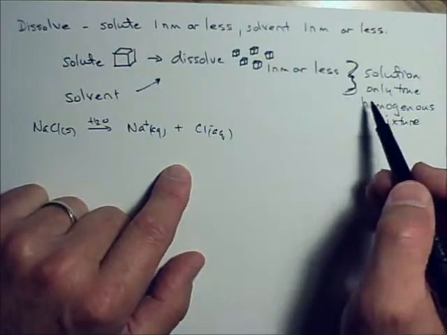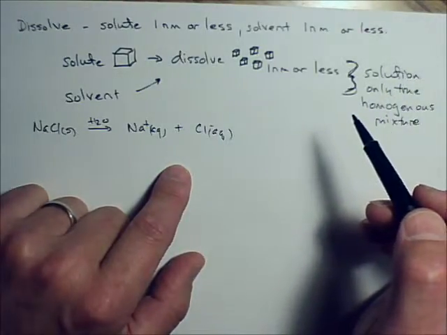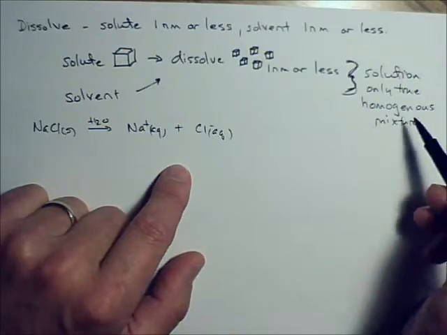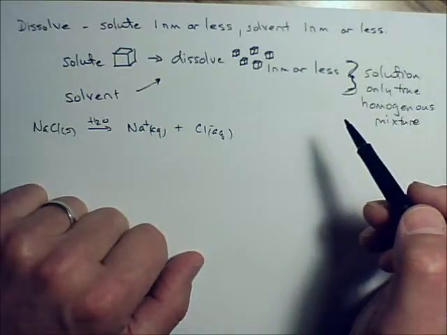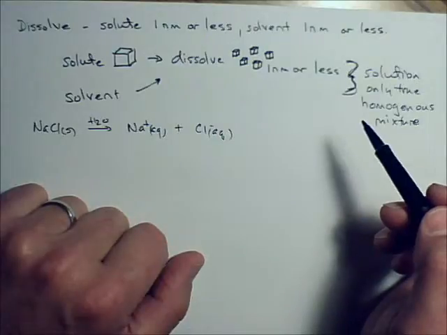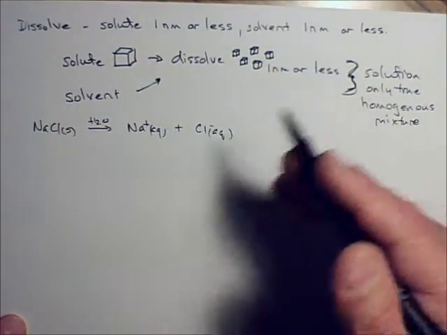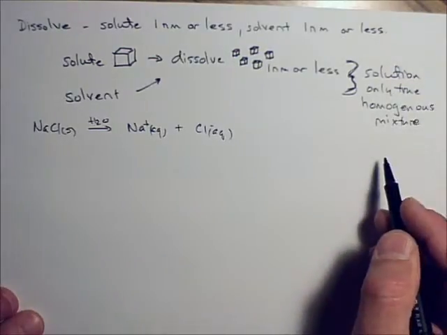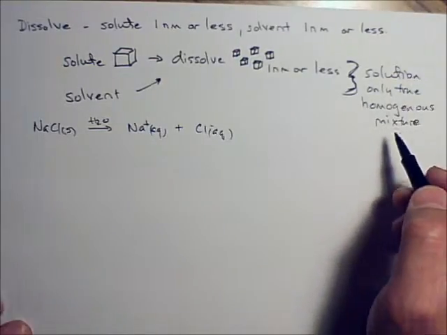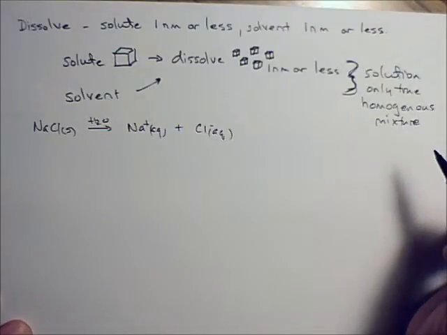Any particles that are larger than a nanometer are no longer a solution and are therefore no longer a true homogeneous mixture. They're called a heterogeneous mixture. Heterogeneous mixture means you have different particles mixed together. So there's either homogeneous or heterogeneous. And to a chemist, the only true homogeneous mixture is a solution.